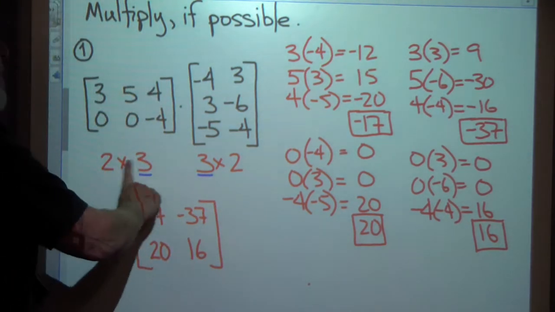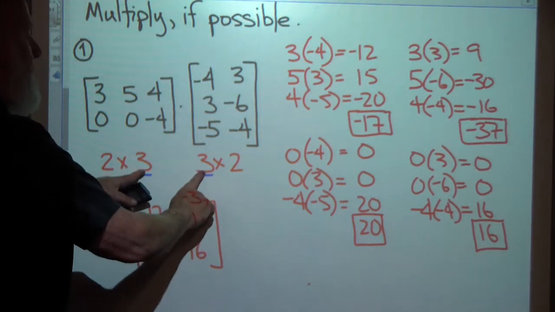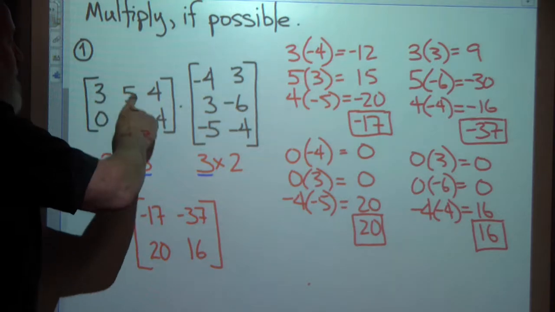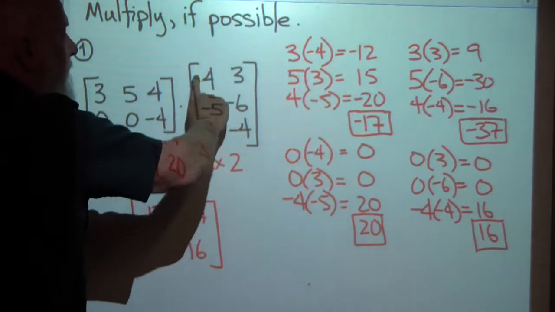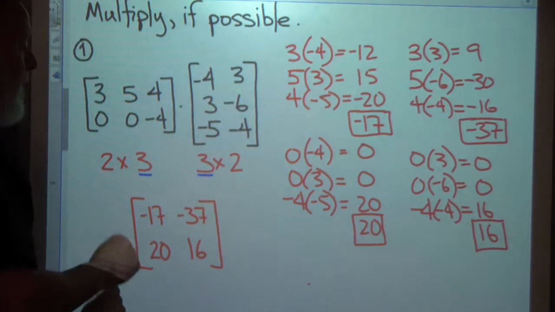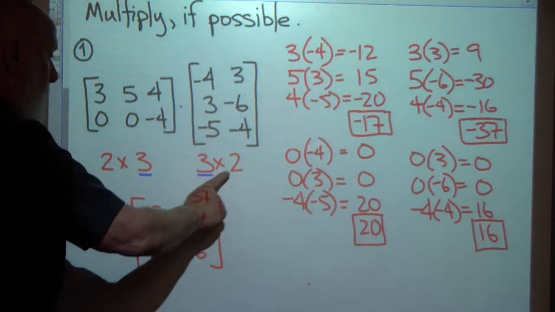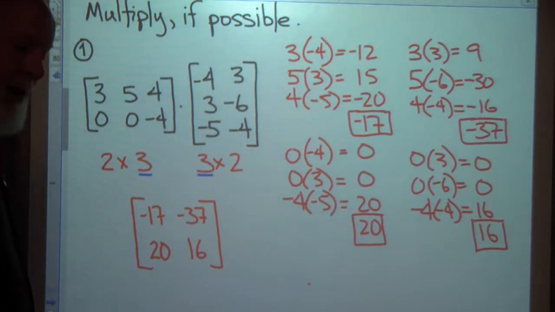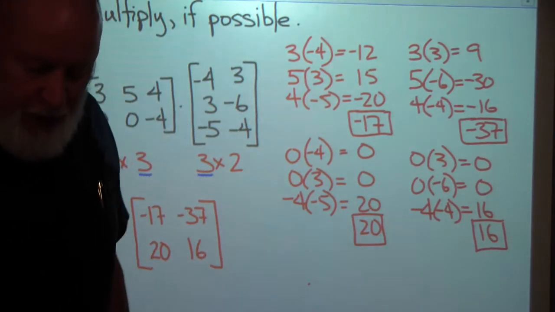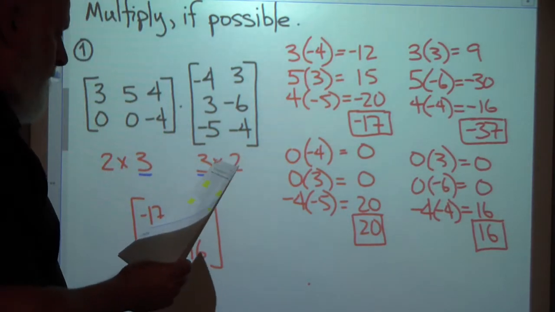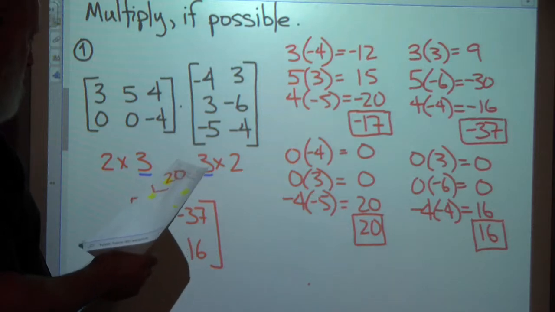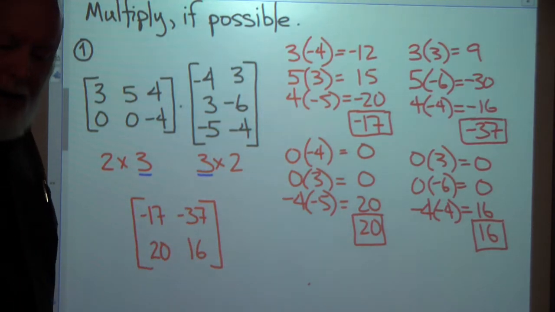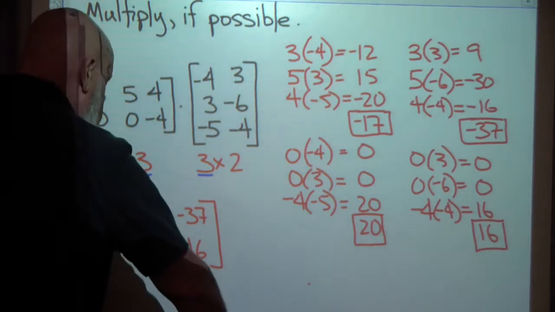So I multiplied a 2 by 3 by a 3 by 2 because I saw that the number of columns in the first one is the same as the number of rows in the second one. I knew I could multiply them, and I was expecting to get a 2 by 2, which is what I got. Okay. And let's see if I got that right. Negative 17, negative 37, 20, and 16. Yay! So there's our answer right here.